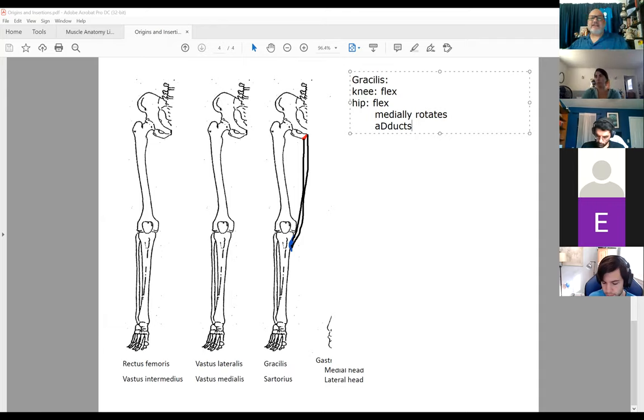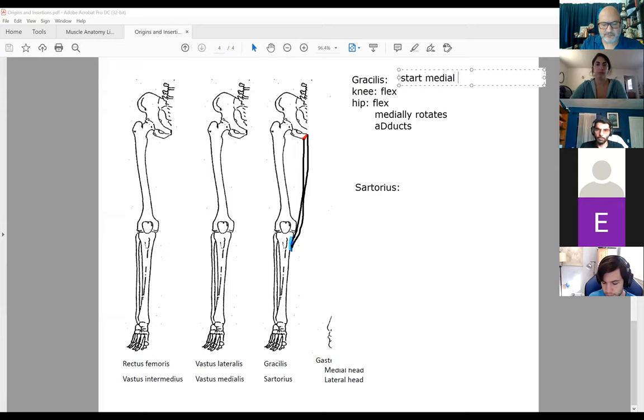All right. Let's see how this compares to the sartorius. Sartorius is the longest muscle in the body. Notice longest doesn't necessarily mean strongest, but it is the longest. And as we just finished talking about, it is going to be the fourth muscle that inserts into this medial condyle of the tibia. However, unlike the gracilis, which starts medial and ends medial, making it a very medial muscle, our sartorius starts lateral and ends medial.